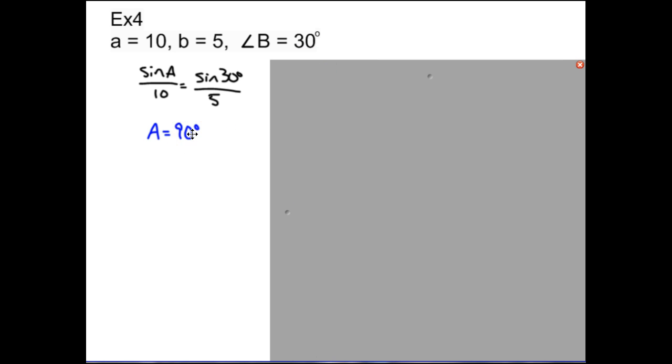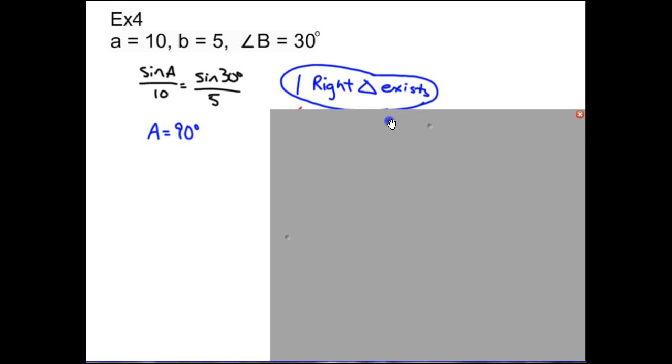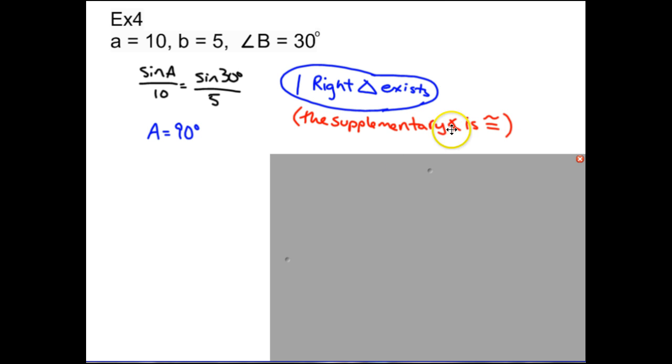Obviously, if the supplementary angle of A is 90 degrees, there's not going to be another distinct triangle. Okay, there are, I guess, two triangles, but they're the same exact triangle. They're congruent. So we say there's one right triangle that exists, because the supplementary angle is congruent. So there's really only one distinct triangle that could possibly exist with a right triangle.